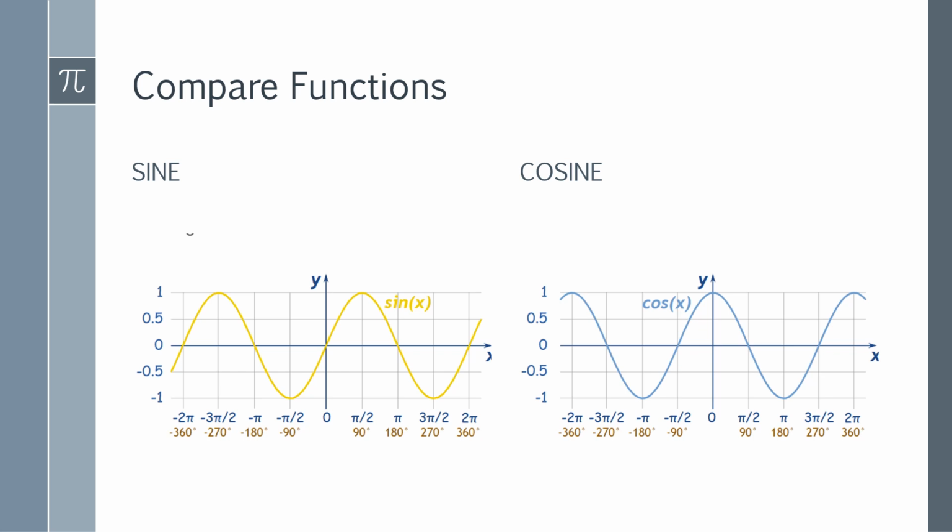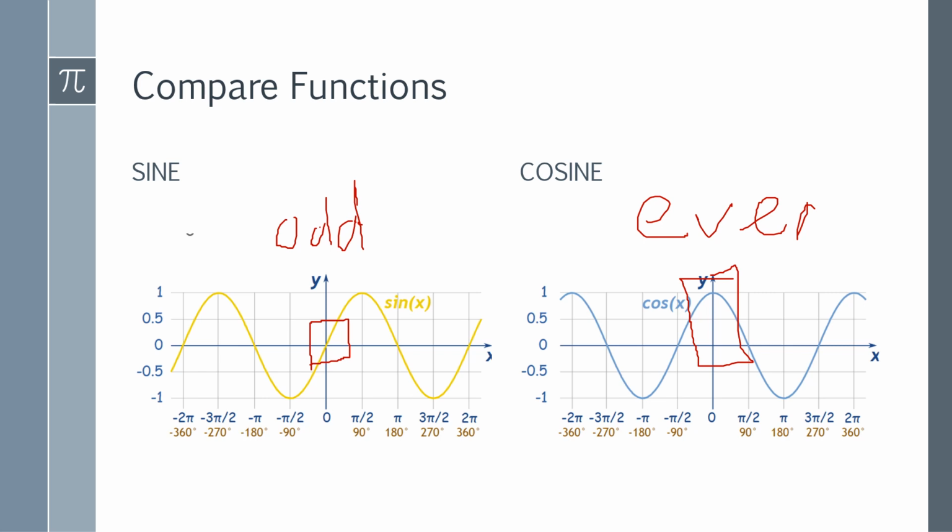All right. I assume that you paused the video and figured out the difference. If you say that sine is odd symmetry, which it is, and cosine is even, you are correct. You are right.